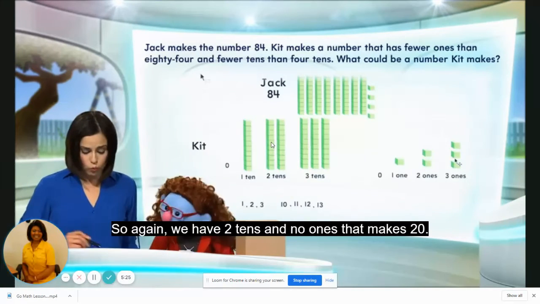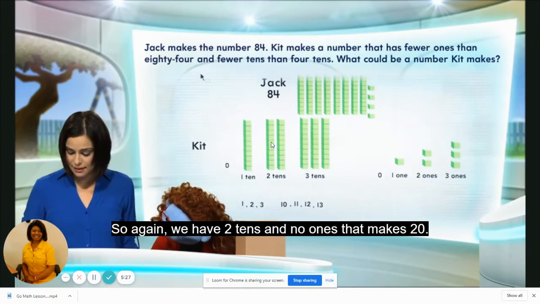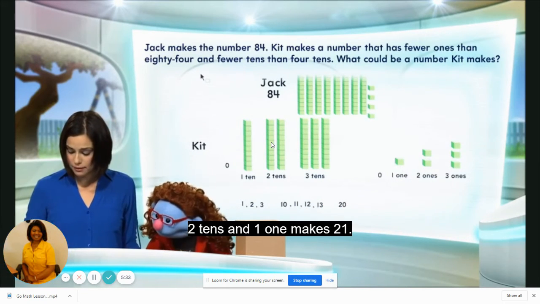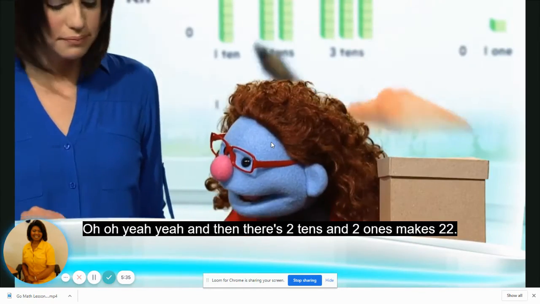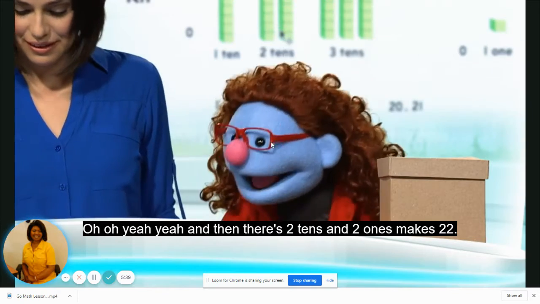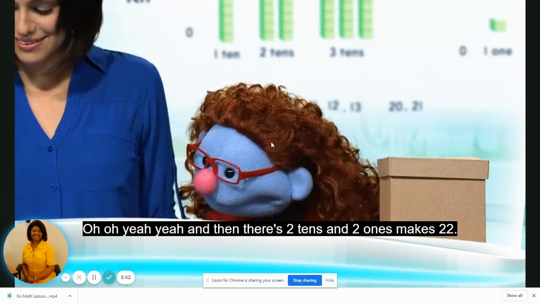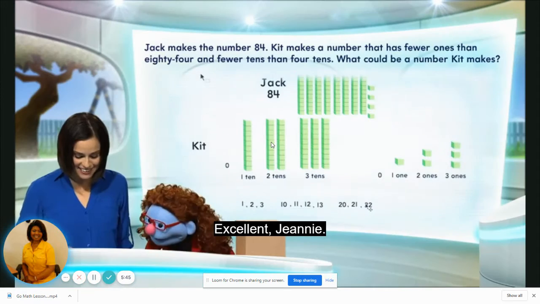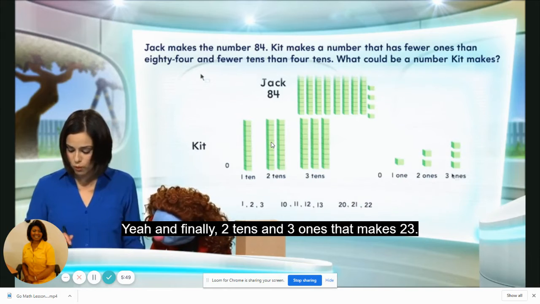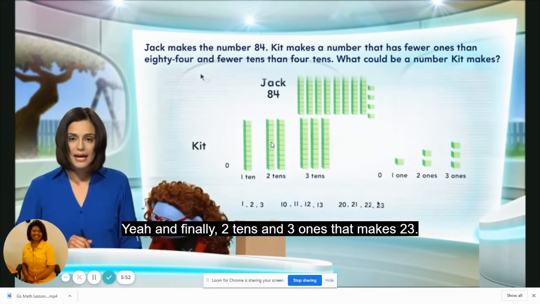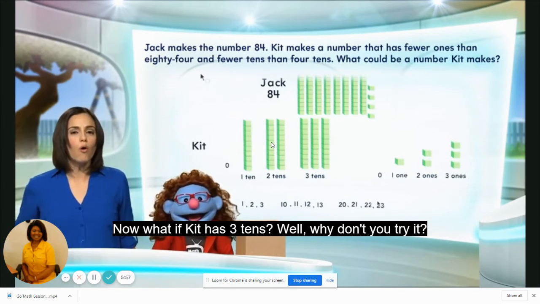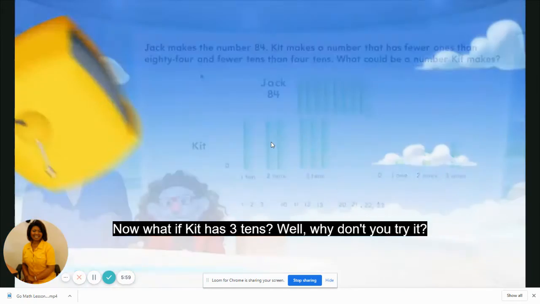So again, we have 2 tens and no ones, that makes 20. 2 tens and 1 one makes 21. And then there's 2 tens and 2 ones makes 22. And finally, 2 tens and 3 ones, that makes 23. Now, what if Kid has 3 tens? Well, why don't you try it?